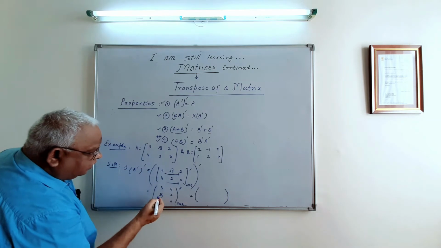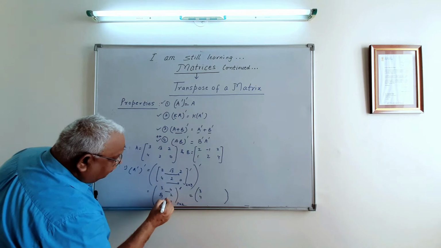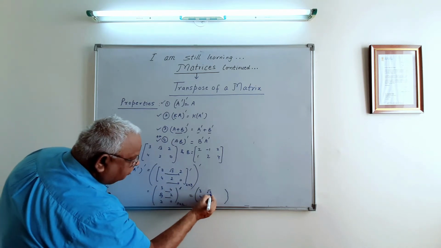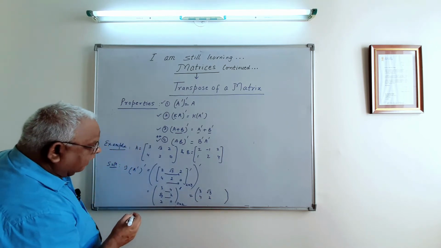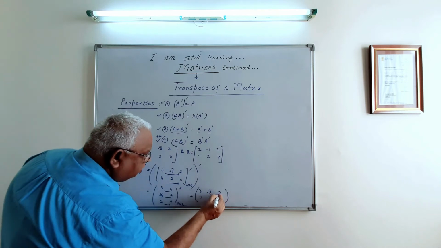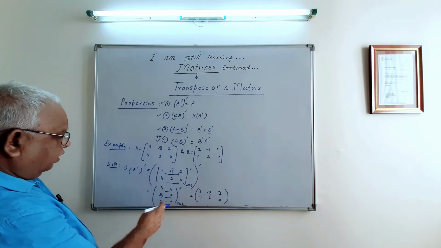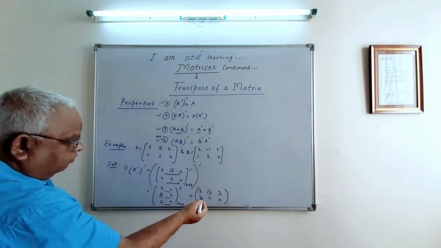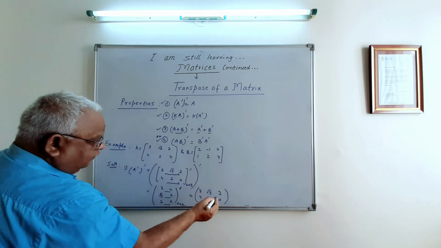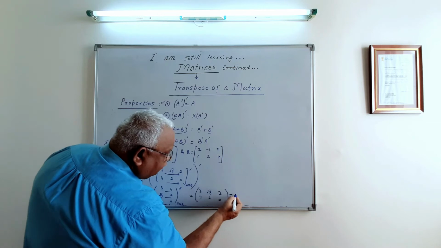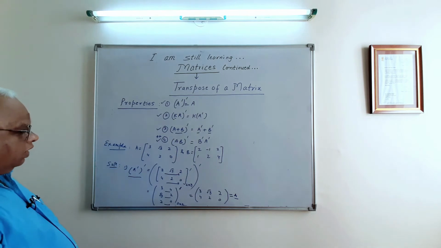And when you take the transpose, the first row will become the first column, the second row will become the second column, and the third row will become the third column. So what do you find? Is the property verified? Have you got it back as A, 3, root 3, 2, 4, 2, 0? Yes, we got it back. So the first property is verified, that (A transpose) transpose is A.